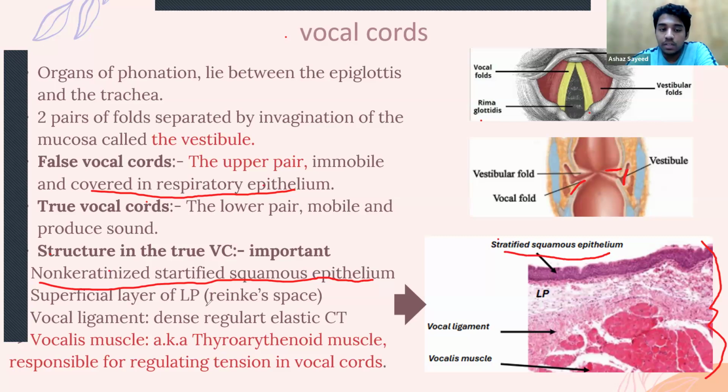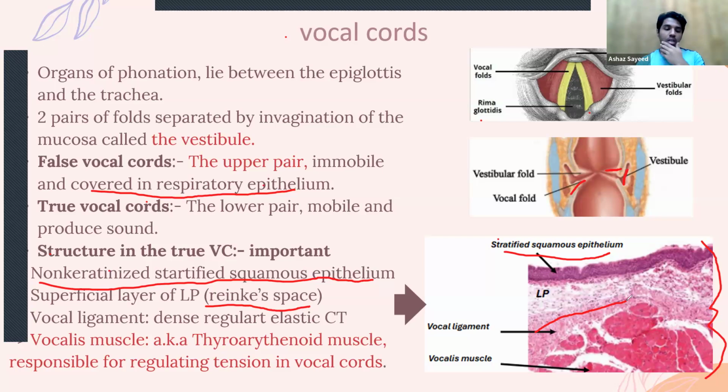We have something called Reinke's space, which is basically the lamina propria. In the true vocal cords, the lamina propria is called the Reinke space. Important. This is also a previously asked question. As I said, for like the fifth time, whenever you see a new name or a person's name, remember it. The vocal ligament is this thing. It's under the epithelium, under the lamina propria, aka the Reinke space, and it has dense regular elastic connective tissue.